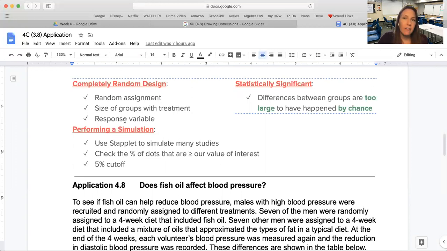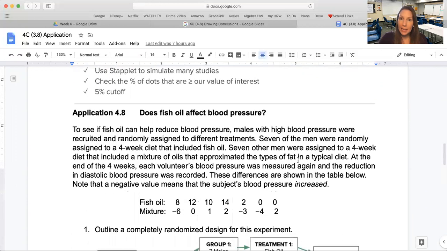So sometimes you will have results in your simulation above your value of interest, and as long as there's no more than 5%, you can conclude that your results are statistically significant. So to say something is statistically significant, it means that the differences between groups is too large to have happened by chance. It was because of one of our treatments, not just because of chance.